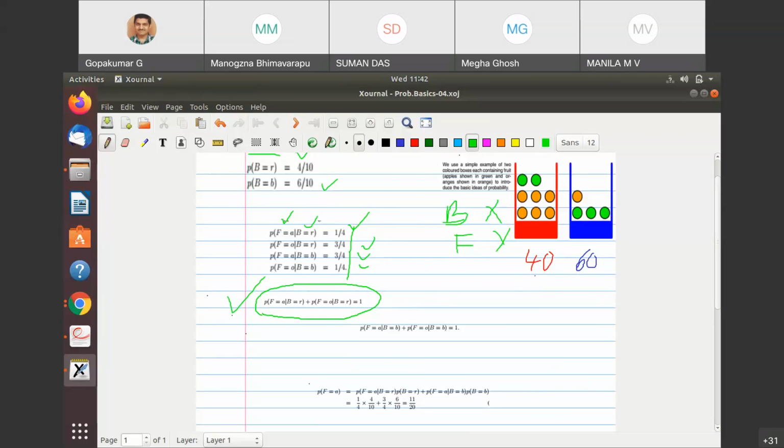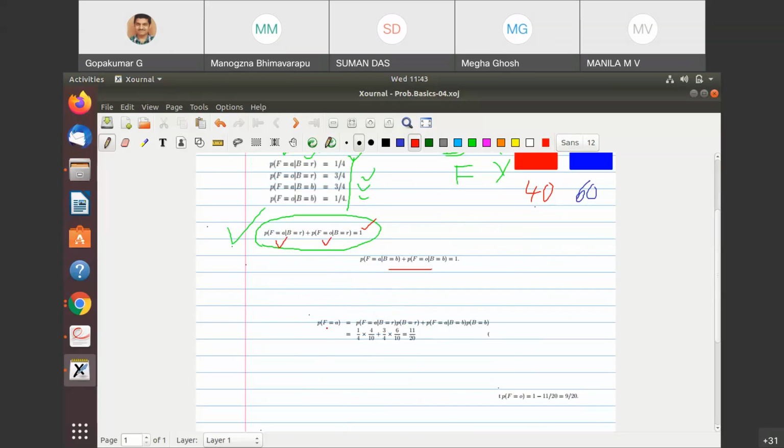So that means the probability of F equals A given B equals R, plus the probability of F equals orange, fruit equals orange, box equals red, should sum to 1, because we don't have any other case. Similarly, we can say that for the blue box also, it should sum to 1. So these are the entirety of the cases in the example that we are having.